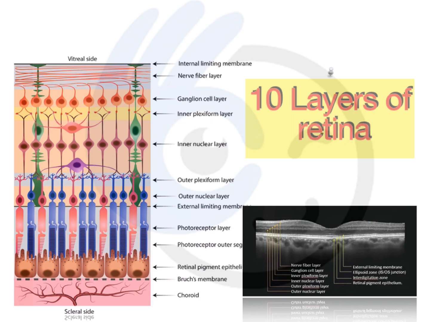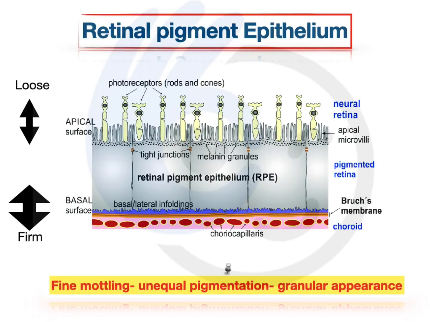Starting from the scleral side, the first is the retinal pigment epithelium, then the photoreceptor layer, external limiting membrane, outer nuclear layer, outer plexiform layer, inner nuclear layer, inner plexiform layer, ganglion cell layer, nerve fiber layer, and the internal limiting membrane. The retinal pigment epithelium is the outermost layer, firmly attached to the underlying Bruch's membrane and loosely arranged with the photoreceptors. Its granular appearance is because of the unequal pigmentation of this layer.